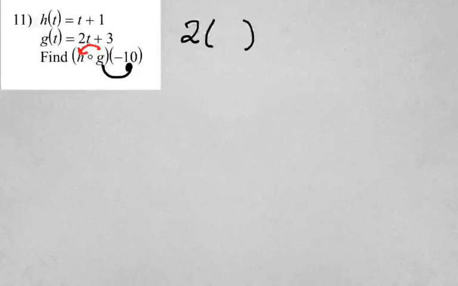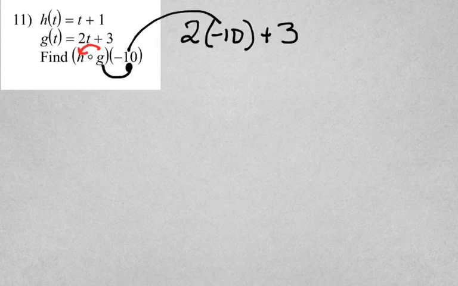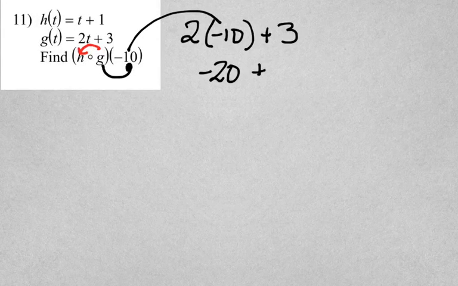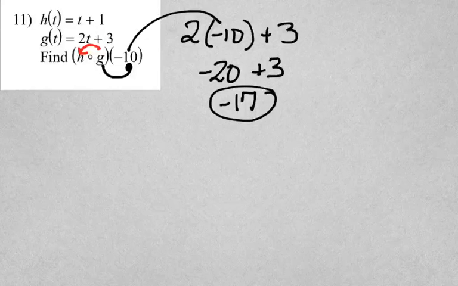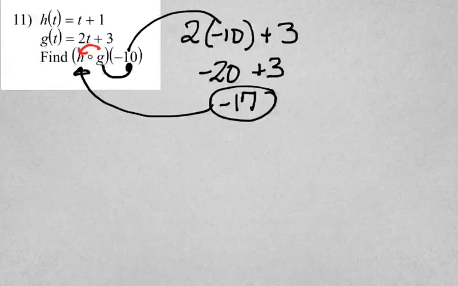The next set is all giving me a number. So I'm plugging a number into the g function, and then whatever I get from that, I'm plugging into the h function. So my g function is 2 times my variable plus 3, and in this case my variable is negative 10. So 2 times negative 10 gives me a negative 20, plus 3 gives me a negative 17. Now I'm going to take this number and it goes into my h.